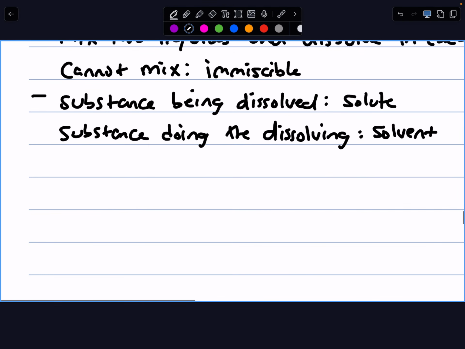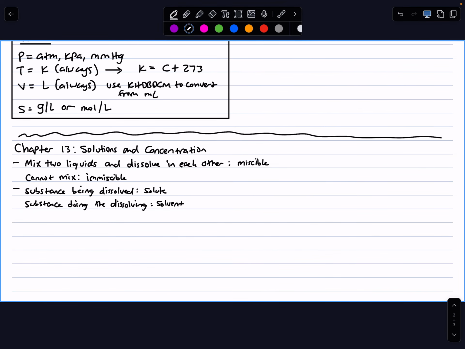Remember, like dissolves like. So it has to be polar? Correct. It has to be polar. But some of this, guys, is literally just straight up common sense. Olive oil is not polar. Oil is non-polar and water is polar. So that's why they don't mix. The only ones that you need to know the polarity for, there's only three of them. So I'll do an example.